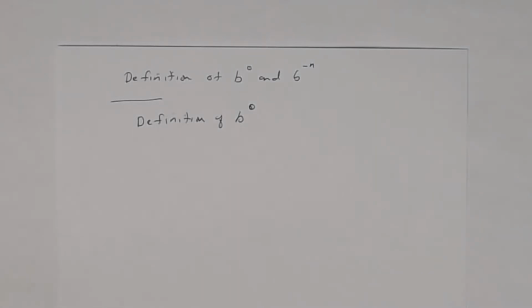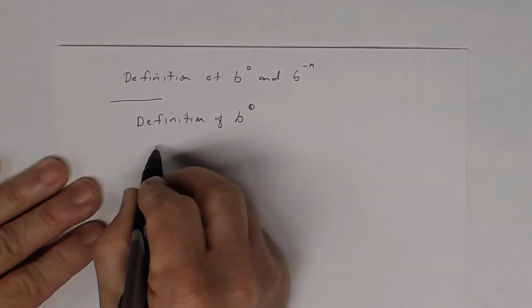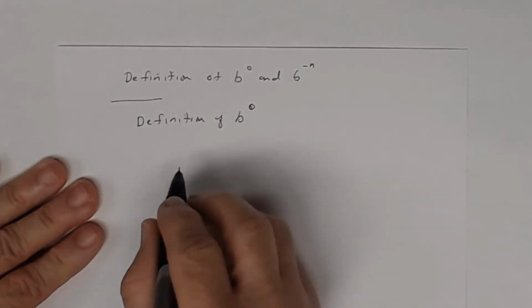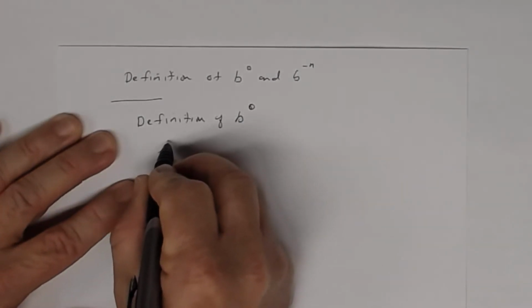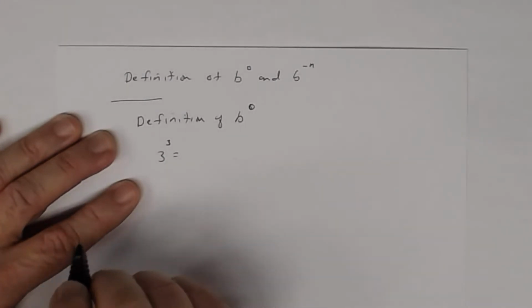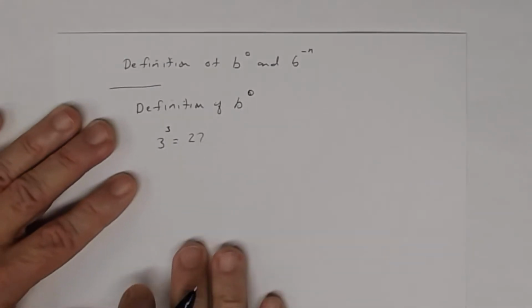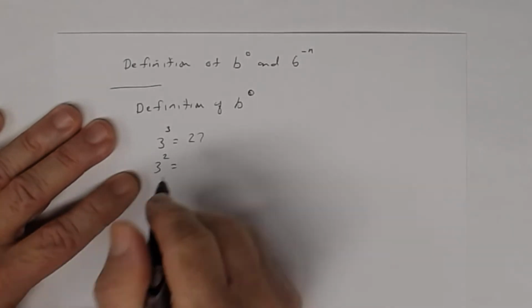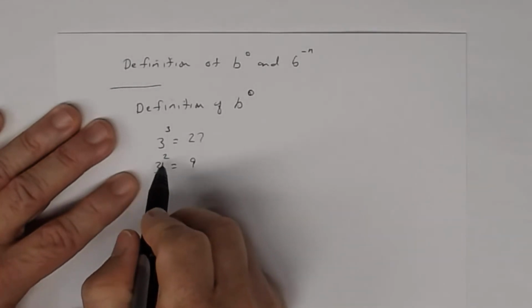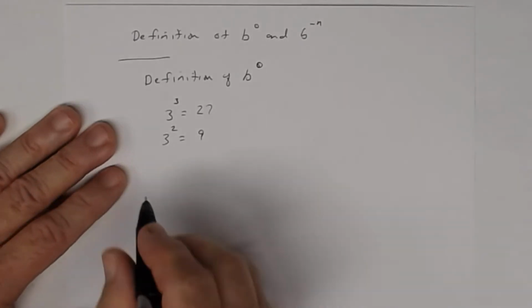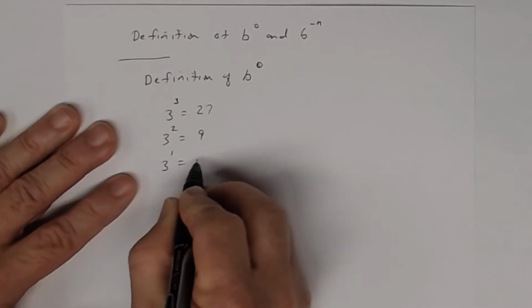To talk about the definition of b to the 0 power, we're going to look at a pattern, and then you're going to see what b to the 0 power is. If I have 3 to the third power, that means 3 times 3 times 3, which is 27, right? 3 to the second power means 3 times 3, that's 9. Notice the base is 3, and all the bases in this pattern have the same base, 3. So 3 to the first power is just 3, right?